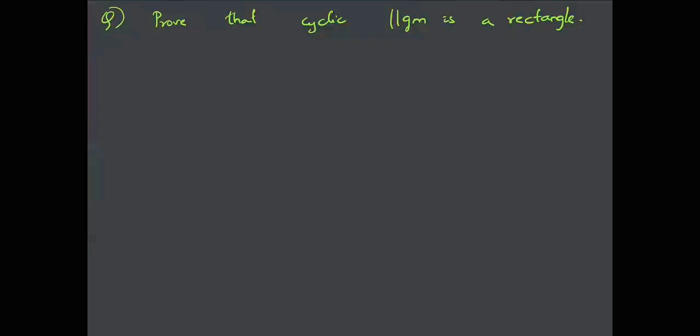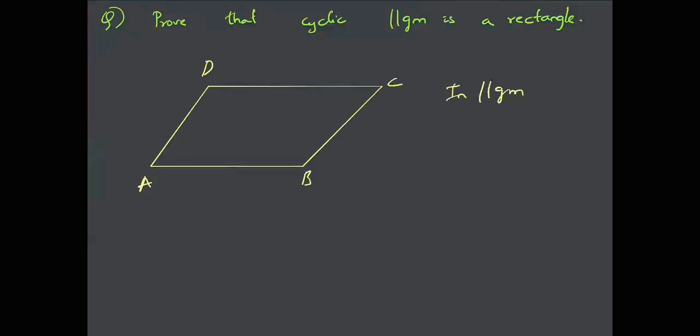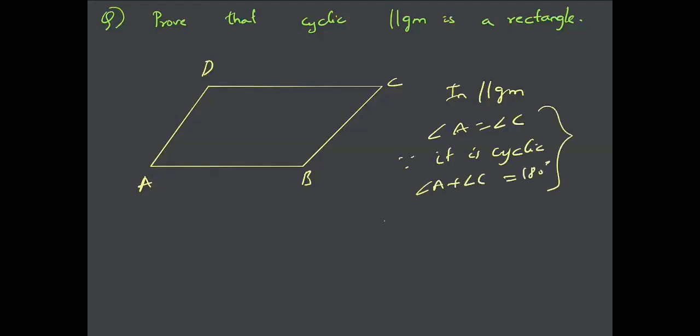Okay, so let us discuss. Pretty straightforward. So there is a parallelogram ABCD. We know that in a parallelogram, opposite angles are equal, right? Angle A is equal to angle C. And since it is cyclic, the sum of opposite angles is 180. That is, angle A plus angle C is 180. So this implies that angle A is equal to angle C is equal to how much?